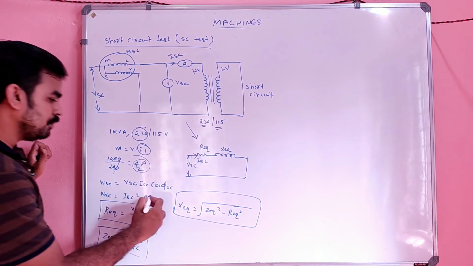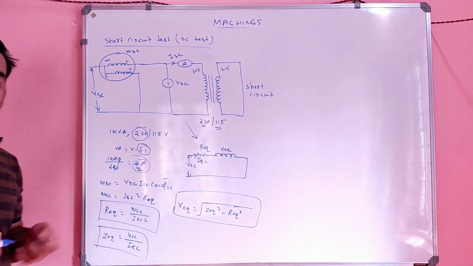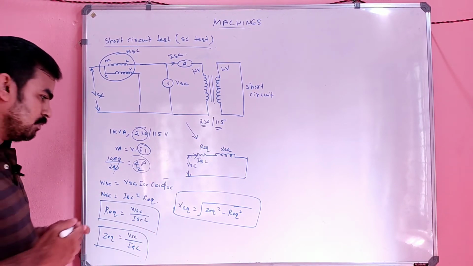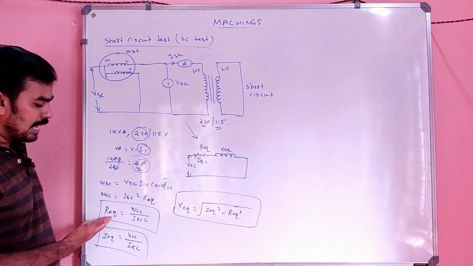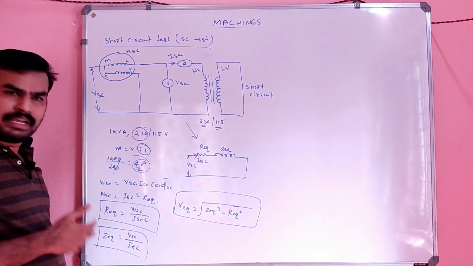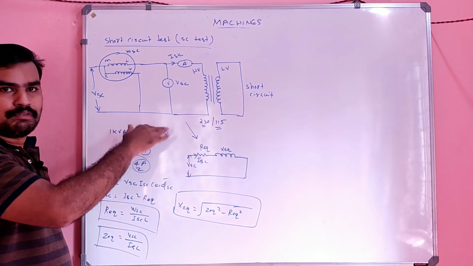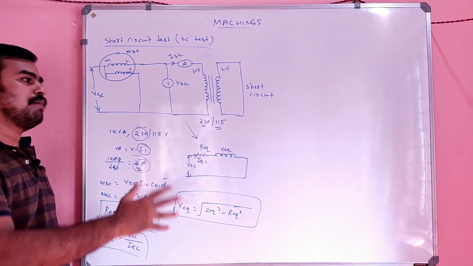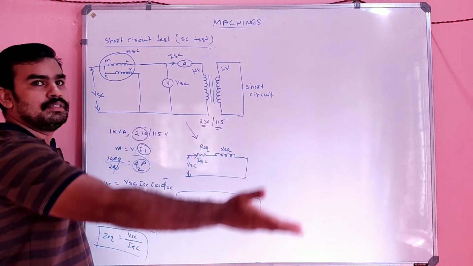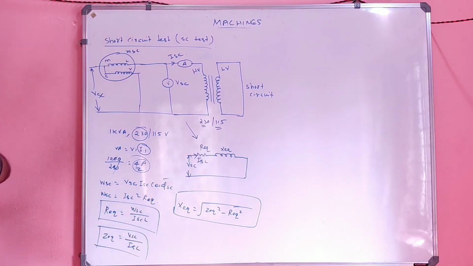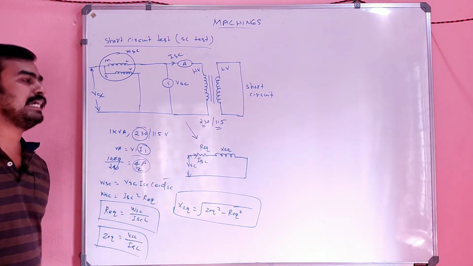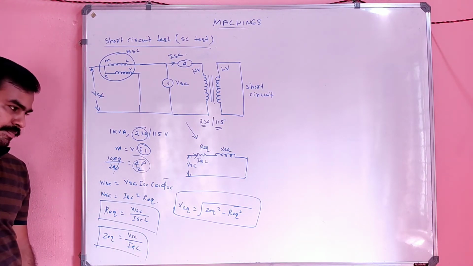You have the value of the full load power factor cos phi SC also. You have R equivalent, that is the resistance referred to the side where you performed the test, the high voltage side. If you have to find the low voltage values, you have to convert all this to the low voltage side. So that's all about the SC test.